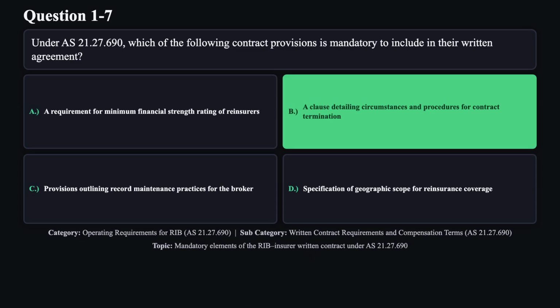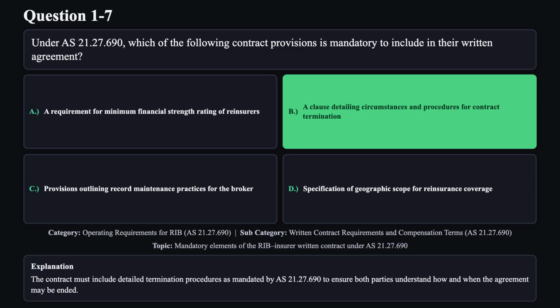The correct answer is B. The contract must include detailed termination procedures as mandated by AS 21.27, to ensure both parties understand how and when the agreement may be ended.